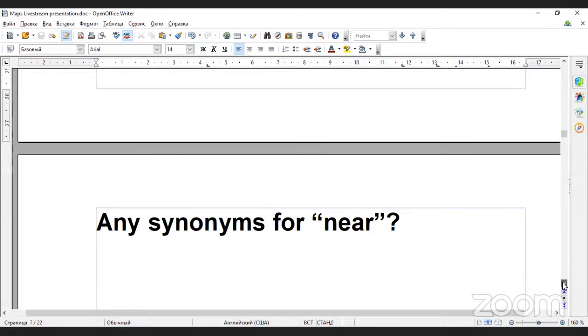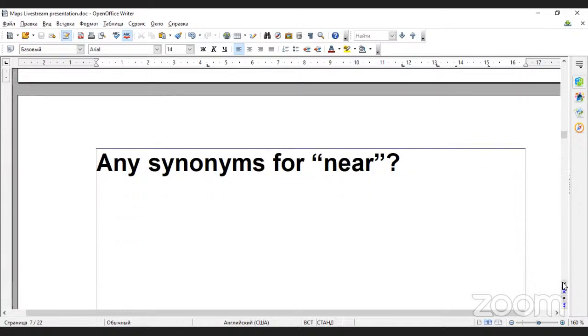Then one more thing that you might need is to say that something is near or something is far. So what would be some synonyms for near? You can say close to, but that's also quite simple. If you speak Russian, in Russian we say в непосредственной близости от. So what would be some synonyms for this? I'll give you just 20, 30 seconds to write those synonyms. I'll go mute for like 20 seconds.